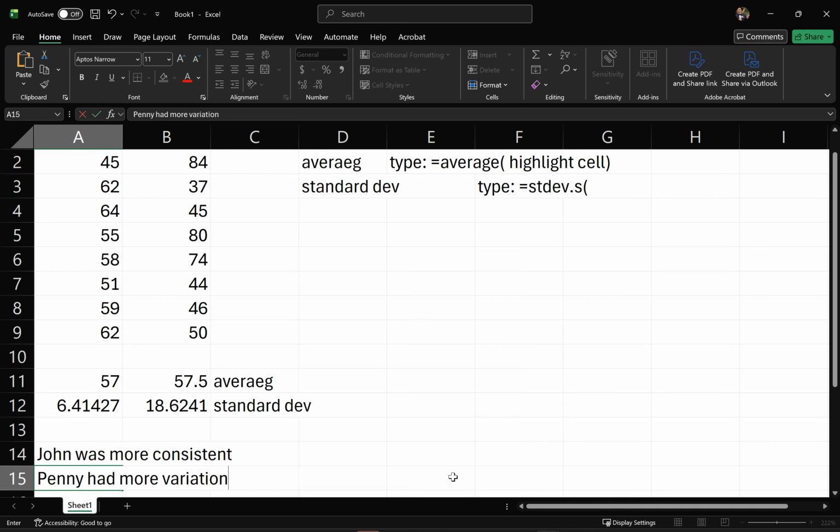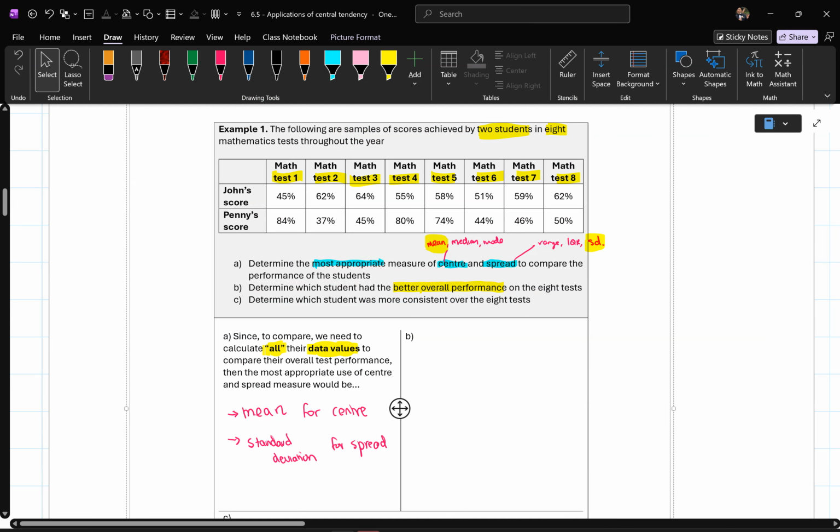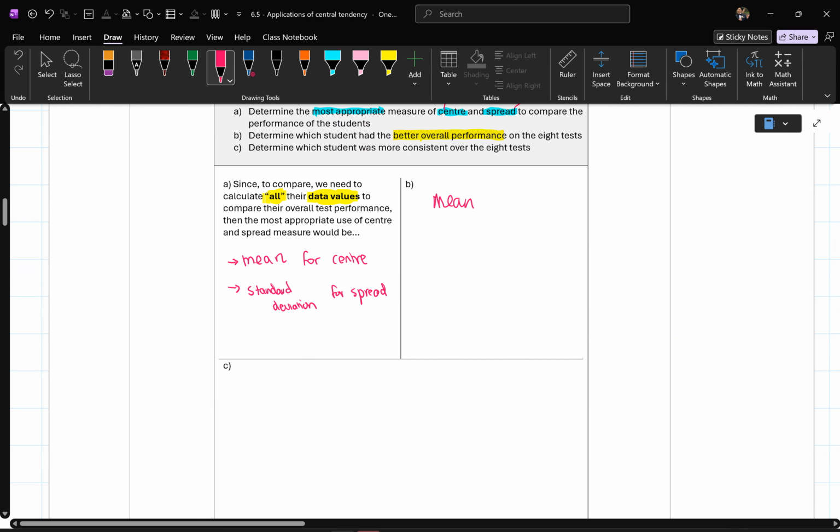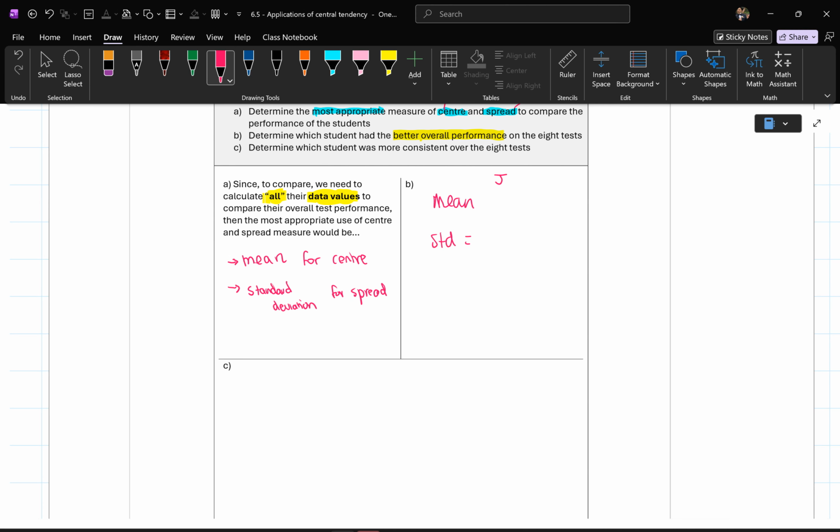So for year 12, understanding is that explanation. So that's what this question was asking. You would have written here, after doing your calculations, you would have got the mean for both of them, and you would have got a standard deviation. So John and Penny: John had 57, Penny had 57.5, John had 6.4, and Penny had 18.4. Somewhere there, right? Part C was determined through the interpretation.